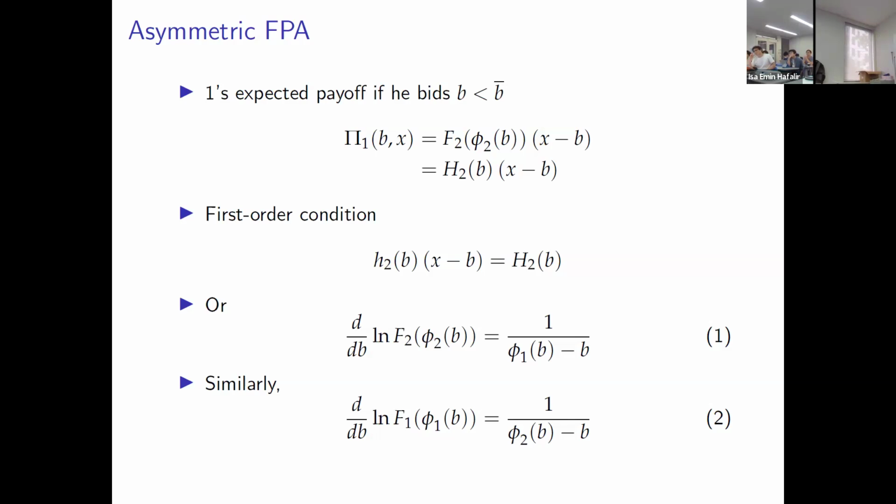So the derivative of this one is F2 of phi 2(b) times phi 2 prime(b). It's the derivative of the first part, right, times the second part, which is (x minus b), plus the first part, which is capital F2 of phi 2(b), times the derivative of the second part, which is just minus 1, right? So this just becomes minus here and then equals 0. And when you equate that, you get this expression. And you can rewrite this one as this one, okay?